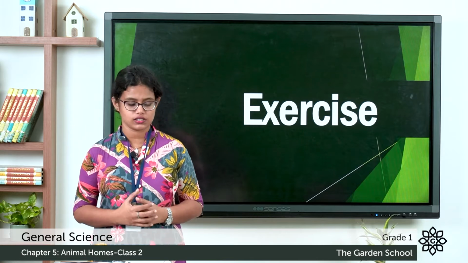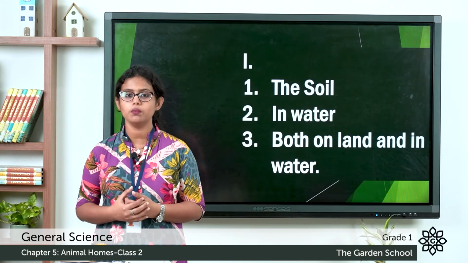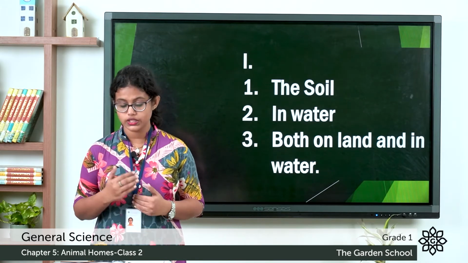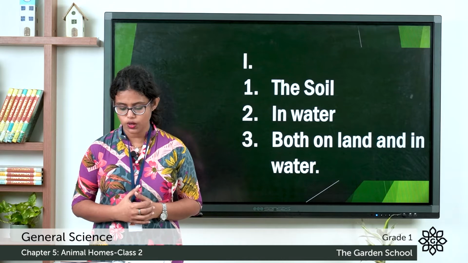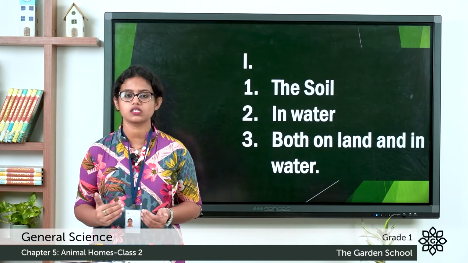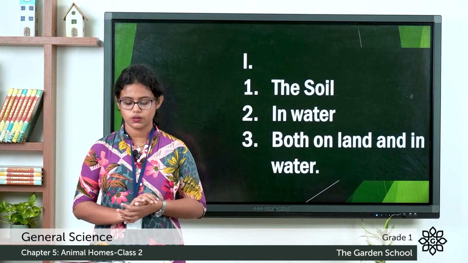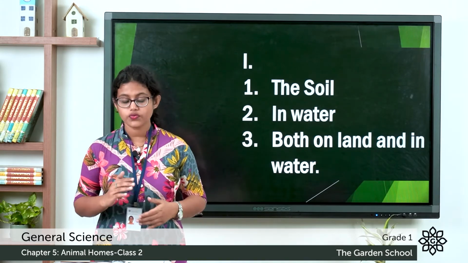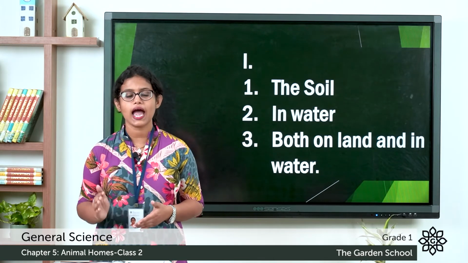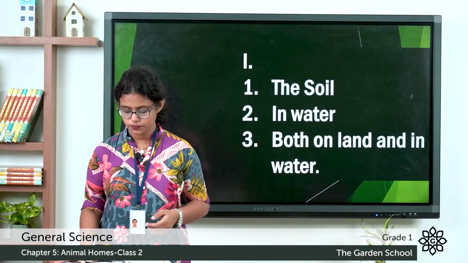So now let's see the answers. The first one, earthworms live in. Where do these earthworms live? They live in the soil. So the answer is the soil. The second one, starfish. Starfish live in water. So the answer is water. It is an aquatic animal. It lives in water. Coming to the third one, frogs live. What is the answer? They live on both land and in water. So the answer is both land and in water.